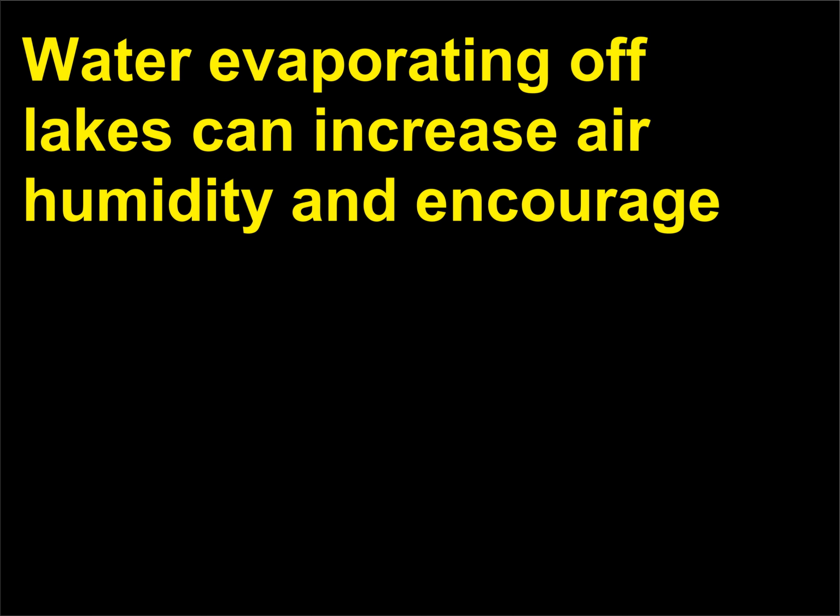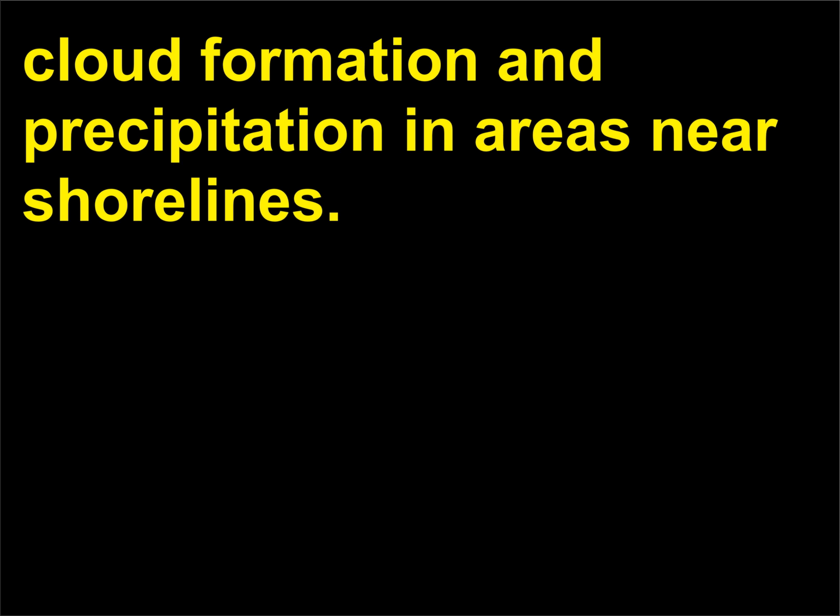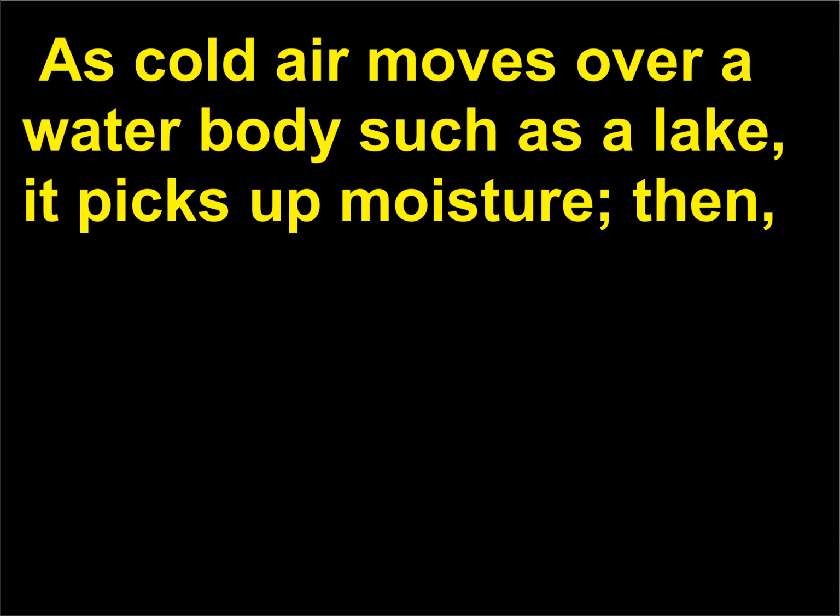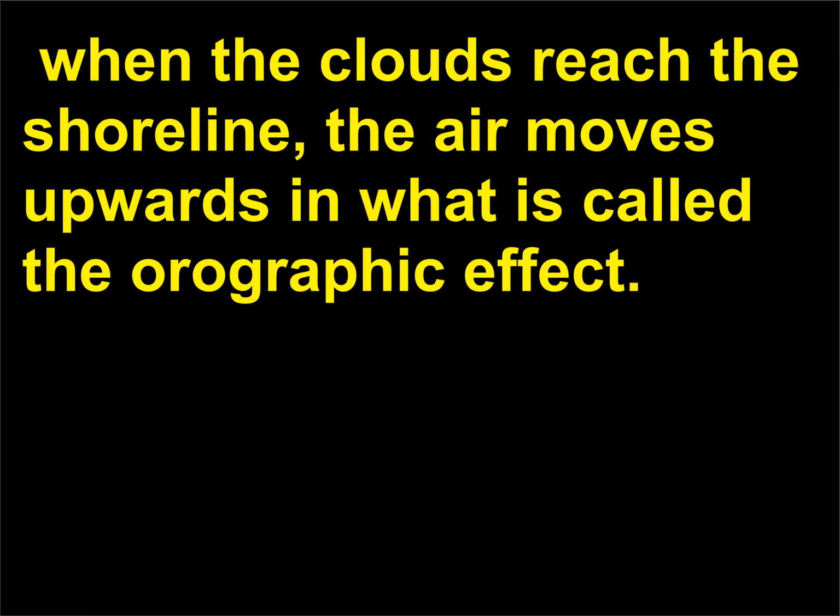Water evaporating off lakes can increase air humidity and encourage cloud formation and precipitation in areas near shorelines. As cold air moves over a water body such as a lake, it picks up moisture, then, when the clouds reach the shoreline, the air moves upwards in what is called the orographic effect.